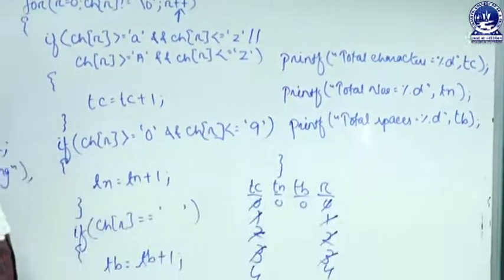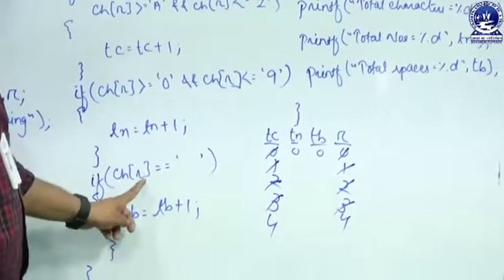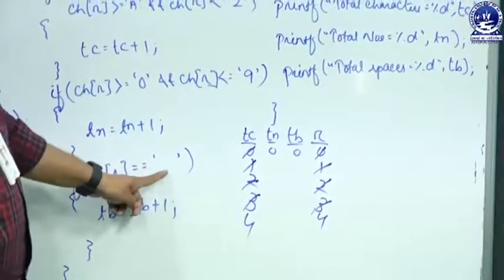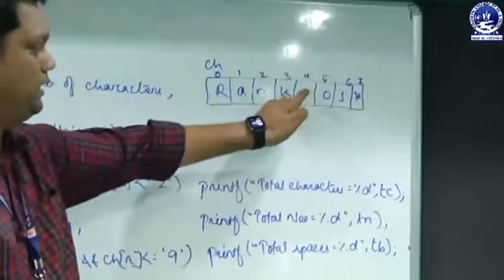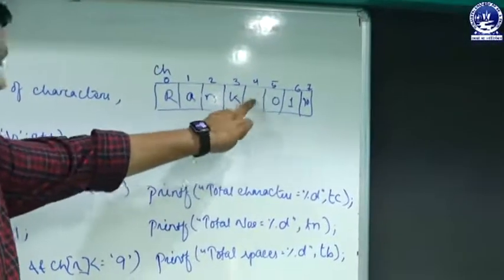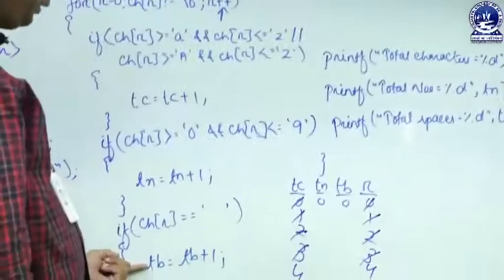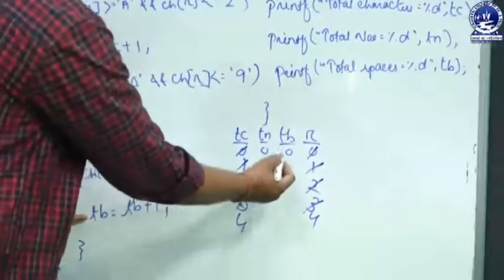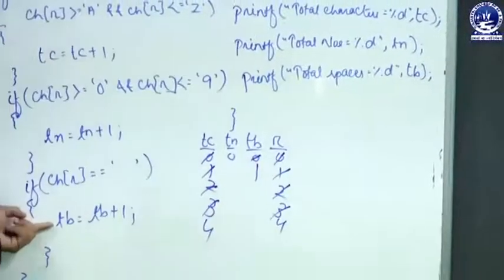Then finally it will come to this condition. So ch of r, that is ch of 4, is equal to space. Yes, condition satisfied. Now it will enter over here. Now TB will get incremented by 1. So TB was having value 0, it will be incremented by 1.